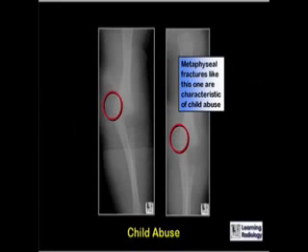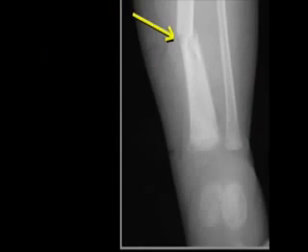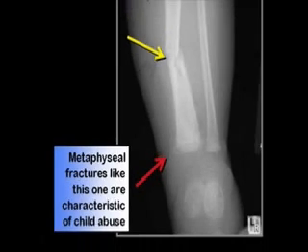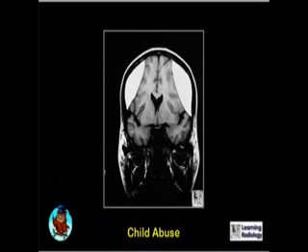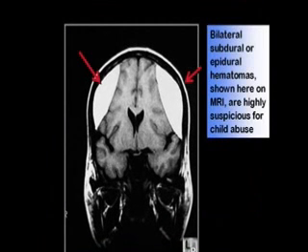Another finding that can be seen in child abuse are small metaphyseal fracture fragments, like the ones shown in these images of the distal humerus. In this child, there is a transverse fracture of the tibia, but there is also a metaphyseal corner fracture that is characteristic of child abuse. And this is an MR of the brain in which there are bilateral epidural hematomas. Bilateral subdural or epidural hematomas are highly suspicious for child abuse.